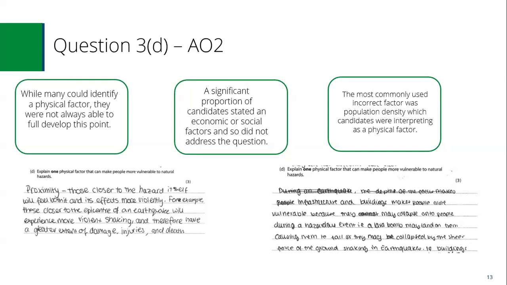The second example shows a candidate who has written about a human factor and so was not awarded any marks, regardless of whether it was right or wrong. So the moment it drifts into saying that infrastructure and buildings make people more vulnerable, that's wrong, and therefore any explanation of that is wrong. Okay, so sad, but it does happen. But be aware, make sure they are explaining the right things.